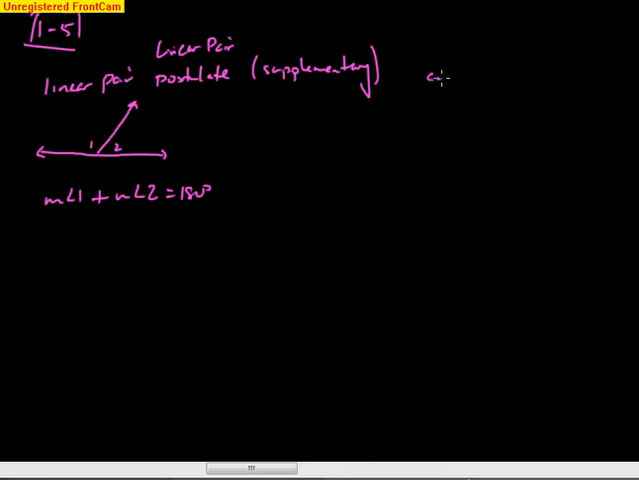Similarly to supplementary, this is the word complementary. Complementary means add to 90. So typically you see a picture of a right angle, and then you'll have a ray going through. Call this angle 1, call that angle 2. The measure of angle 1 plus the measure of angle 2 equals 90 degrees this time. So two angles that add up to 90.